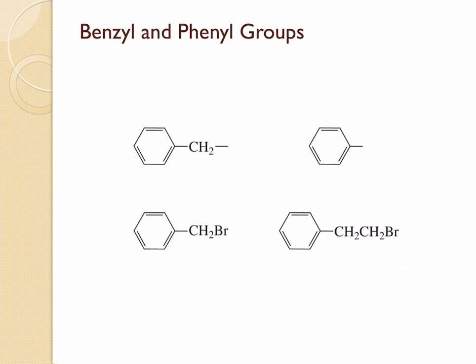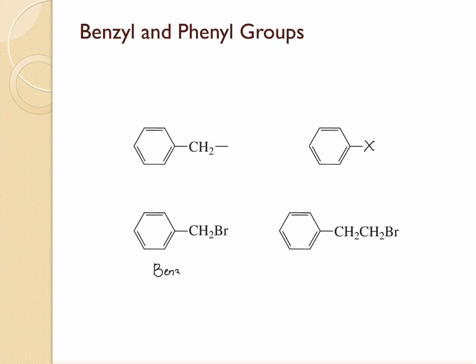Let's also understand the differences between a benzyl group and a phenyl group. In a benzyl group, you need to have this methylene group that is directly attached to the benzene molecule. So this is your benzene molecule. And when you have a halogen present here, it's going to be called a benzylic halide, right? But for the phenyl halide, you need to have the halogen directly on the benzene ring. So this is an example of a phenyl halide when you have a halogen there.